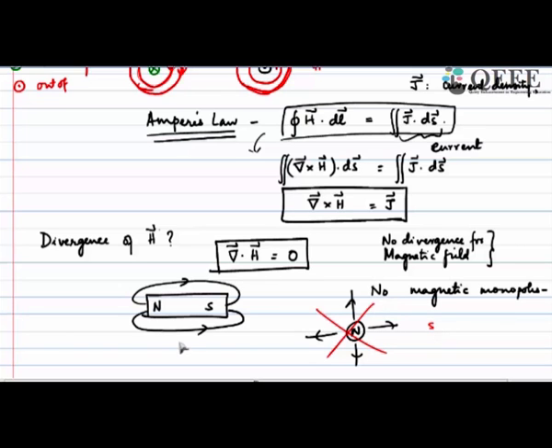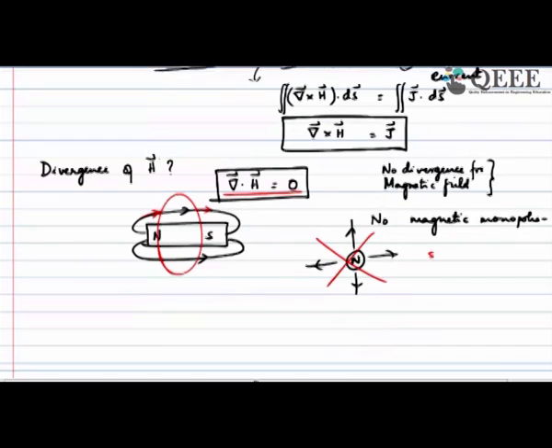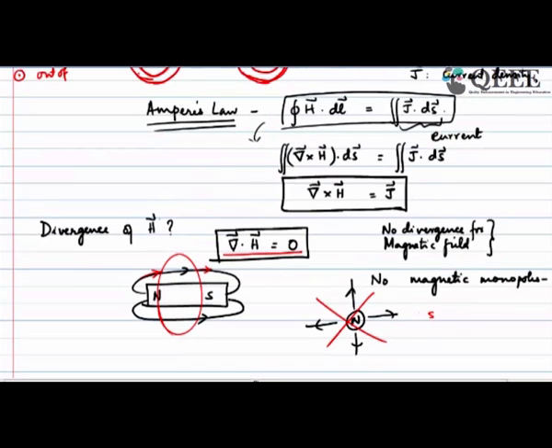What does it mean? If I take any surface, I will have field entering and field leaving the surface. The moment I have field entering and field leaving the surface, my volume integral tends to 0. Net flux outward is 0, because whatever came in left. So whenever you have closed fields, your divergence is always 0. So that completes all Maxwell's equations.